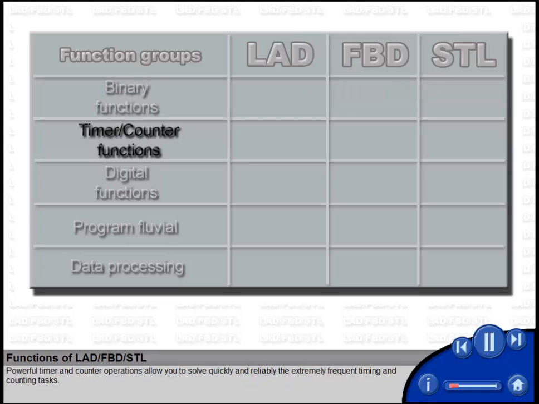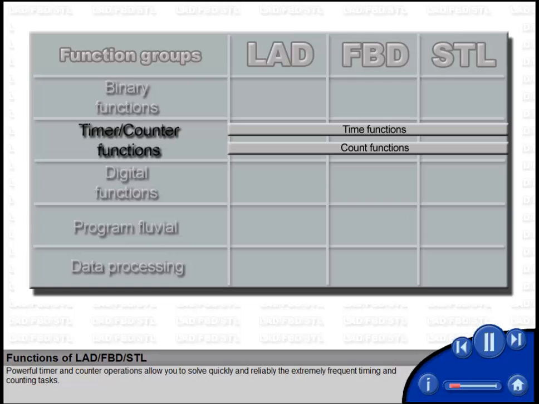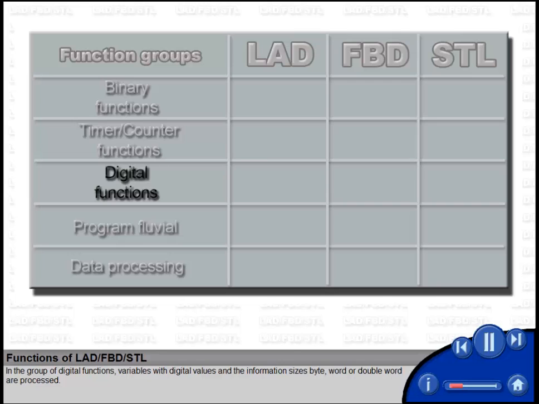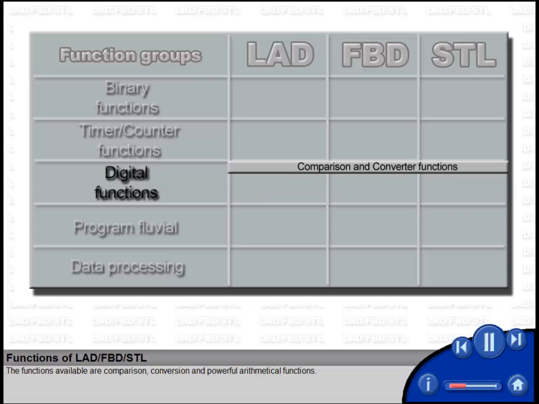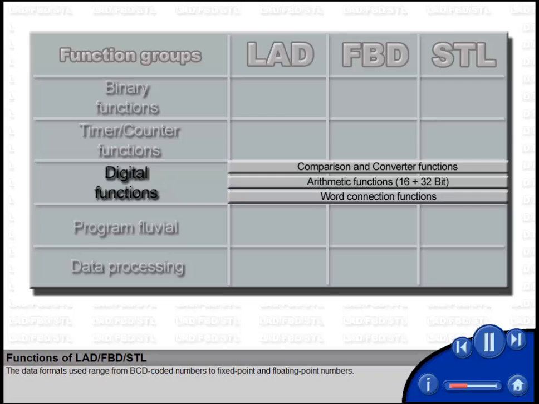Powerful timer and counter functions allow you to solve quickly and reliably the extremely frequent timing and counting tasks. These operations are executed directly in the CPU, without any additional hardware. In the group of digital functions, variables with digital values and the information sizes byte, word or double word are processed. The functions available are comparison, conversion, and powerful arithmetical functions. The data formats used range from BCD-coded numbers to fixed-point and floating-point numbers.